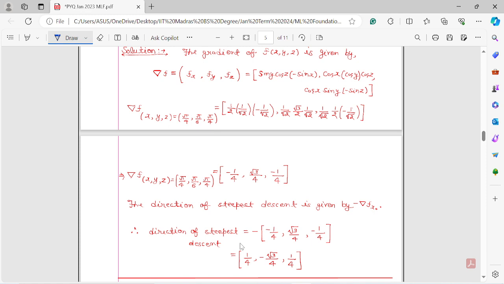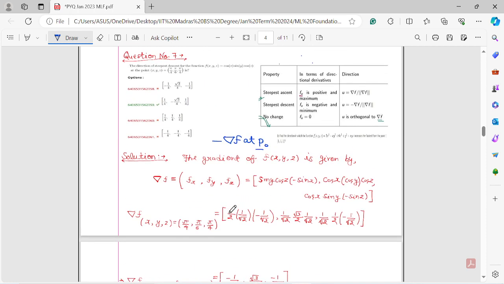So the direction of steepest descent is given by the negative sign of the gradient of f at that point. So the final answer is 1 by 4, minus root 3 by 4, 1 by 4. So this is our answer, and the second option is correct.